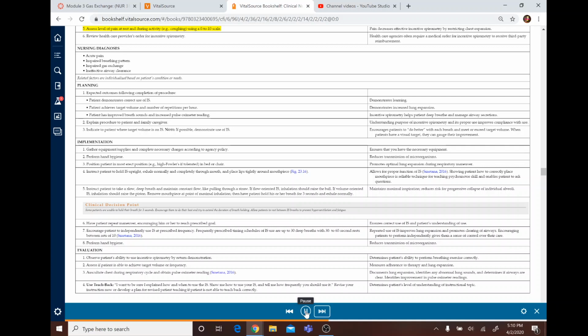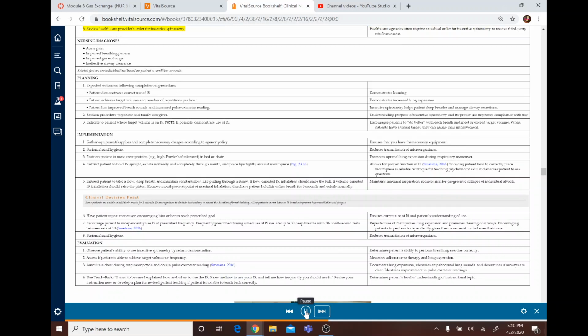5. Assess level of pain at rest and during activity, example coughing, using a 0 to 10 scale. Pain decreases effective incentive spirometry by restricting chest expansion. 6. Review healthcare provider's order for incentive spirometry. Healthcare agencies often require a medical order for incentive spirometry to receive third-party reimbursement.